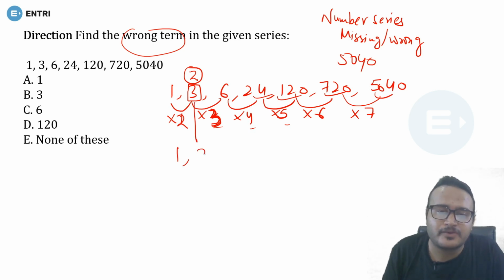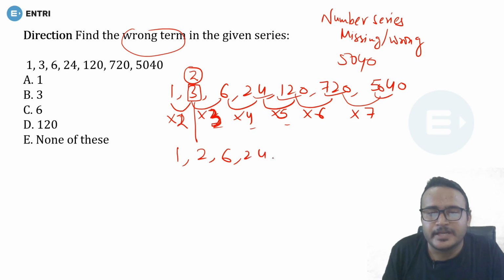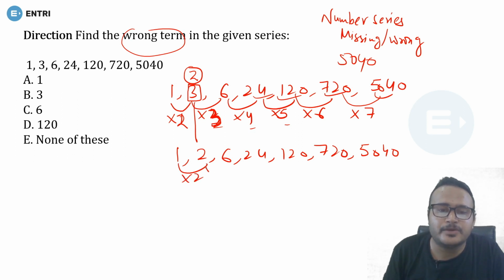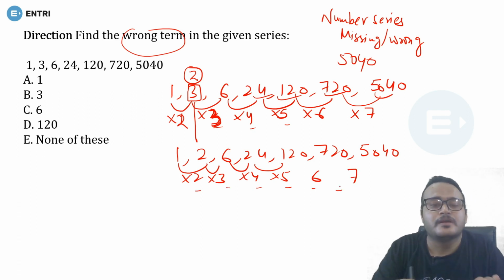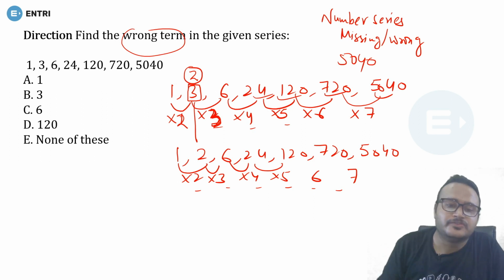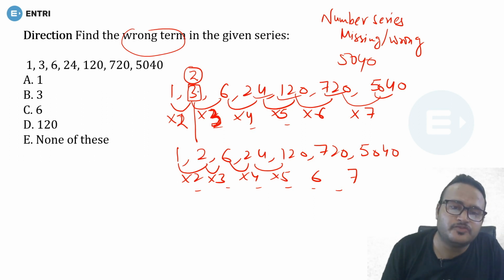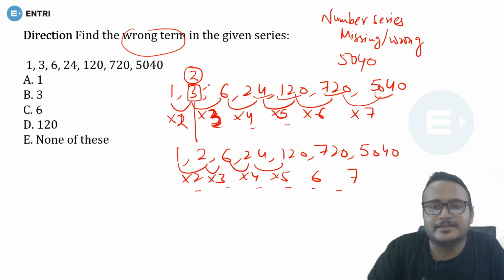So if you have the equation like this, 24 120 720, then this equation will definitely be correct. So guys, this is multiply 2, this is multiply 3, this is 4, this is 5, and 6 and 7. So 2 3 4 5 6 7, so the consecutive numbers are there. Okay, so 2 3 4 5 6 7, that means you must have 2 rather than 3 here.